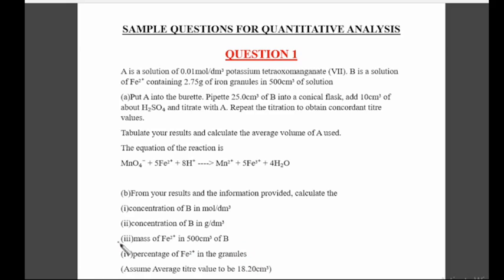So for this particular question, we are going to be assuming our average titre value to be 18.20 centimeter cube. Please always make sure that your average titre value is to 2 decimal places. So we are using 18.20 centimeter cube for this particular question. So let us quickly go straight into that.